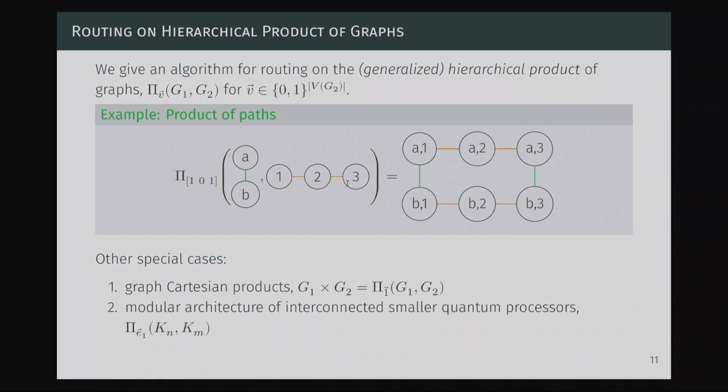And we can create many different graph products in this way, such as the Cartesian product of graphs, which may be of interest for grid layouts or grid architectures. And also what we're interested in is modular architectures, which consist of many interconnected smaller quantum processors.